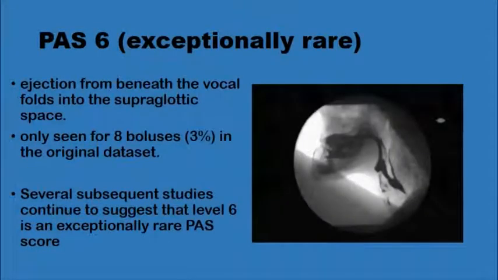In number 6 level, the aspirate material dips even deeper into the airway, passes the vocal fold levels into the subglottic space and the trachea, but then it is promptly cleared by the cough reflex and the coughing of the material from the trachea and the subglottic space back into the supraglottis.